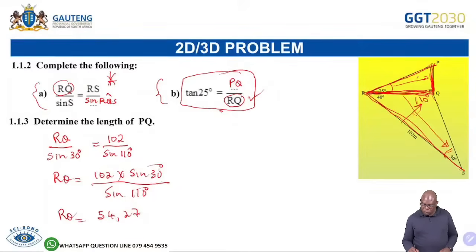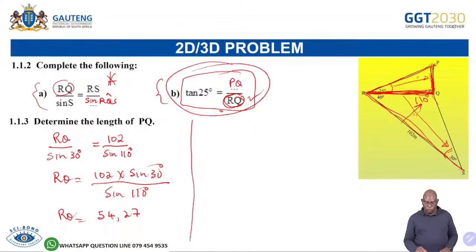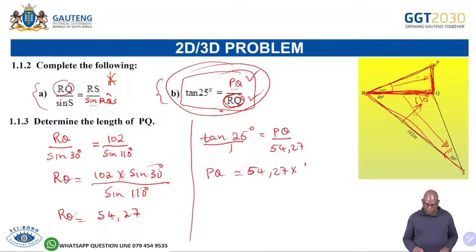So that's RQ. So I know this line RQ. So can you see, if I know RQ, I'm able to use this one to get to PQ. So I can then say tan of 25. This should be 5 marks. I'll give it 5 or 6 marks. So PQ I don't know, but RQ I know it's 54.27. Making PQ the subject of the formula will give me 54.27 multiplied by tan 25. Then the answer there, I think, should be 25.31 meters. So you see, I've answered the question PQ.